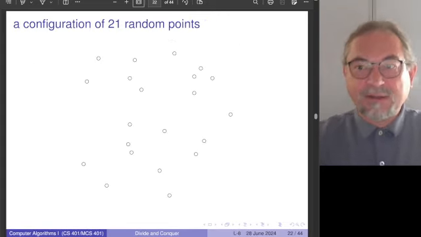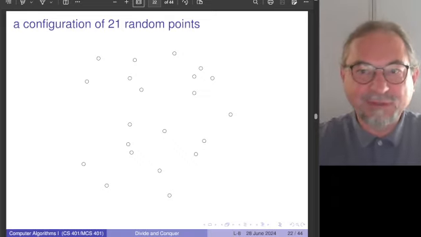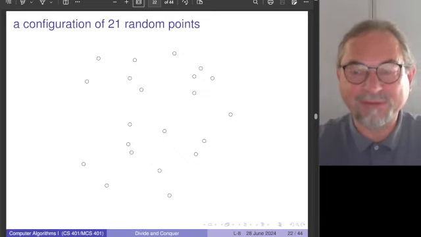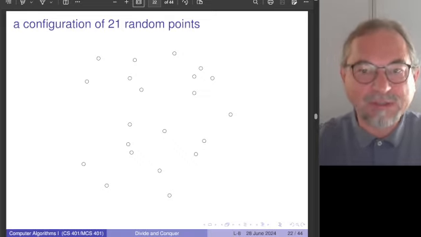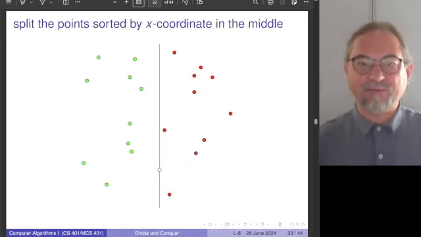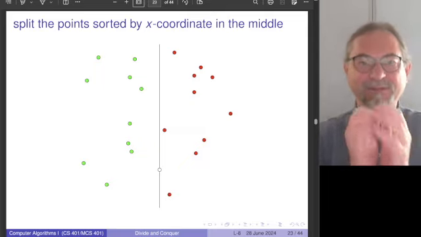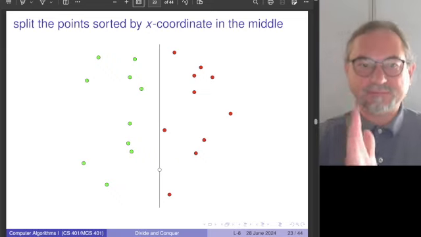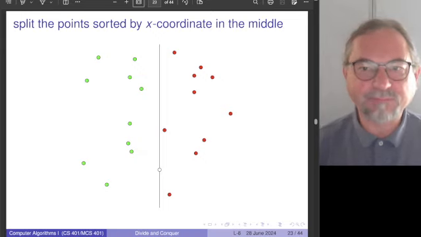All right, let me introduce the idea of divide and conquer with an example. So here you see 21 random points. Why 21? I needed a point in the middle. So we sort the points on their x-coordinates. We have green points and red points and one point that is white that stays neutral. So that point defines the split.